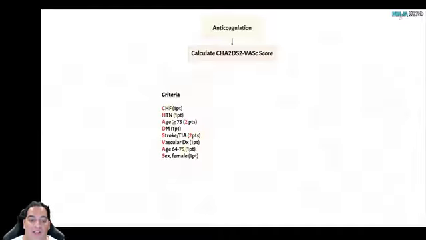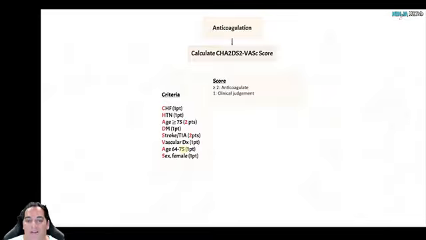When you calculate all of these out, you're going to get some different scores. What score you get determines the thing that you will do. If it is greater than or equal to 2, you need to anticoagulate these patients because they have a high risk of stroke. All right, very high risk. The only thing is you have to weigh out the risk of bleeding too.